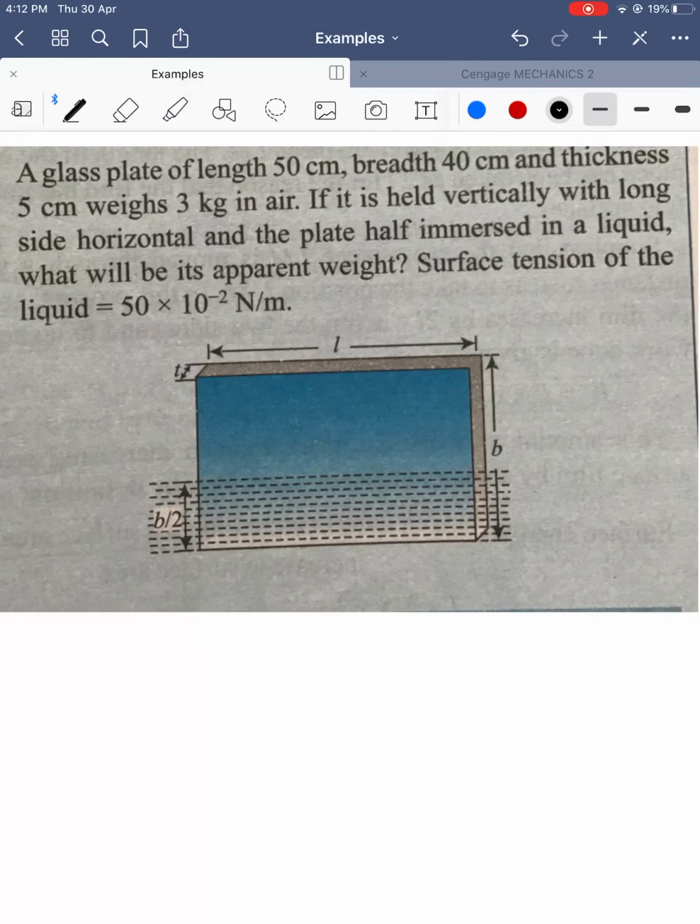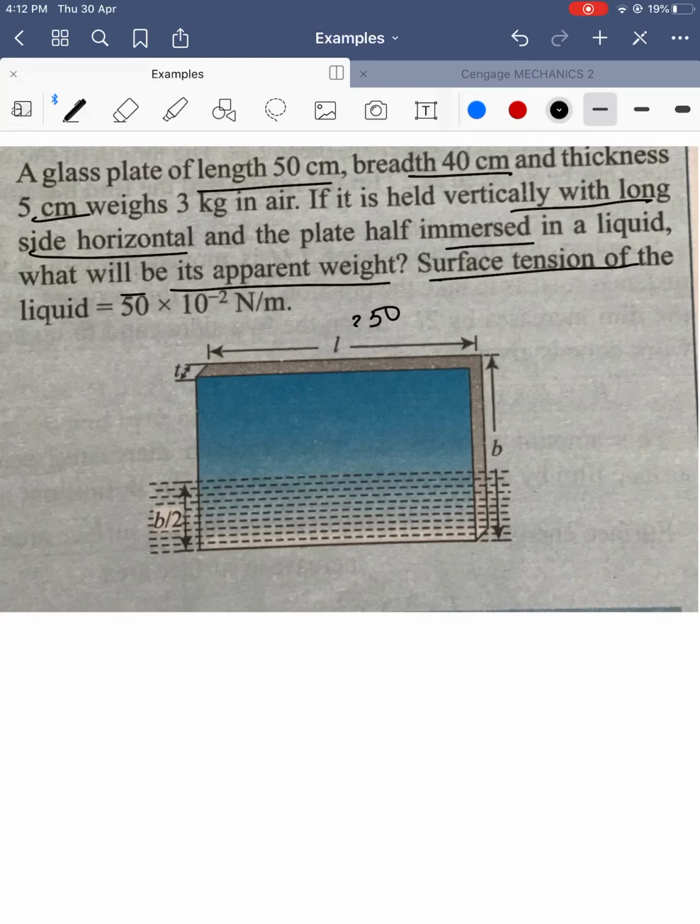So this is a very important question. A glass plate of length 50 centimeter, breadth 40 centimeter, and thickness 5 centimeter, which weighs 3 kg in air, is held vertically with long side horizontal. Long side horizontal means length 50 centimeter is horizontal, and half of it is immersed. What is the apparent weight, the surface tension of the liquid?